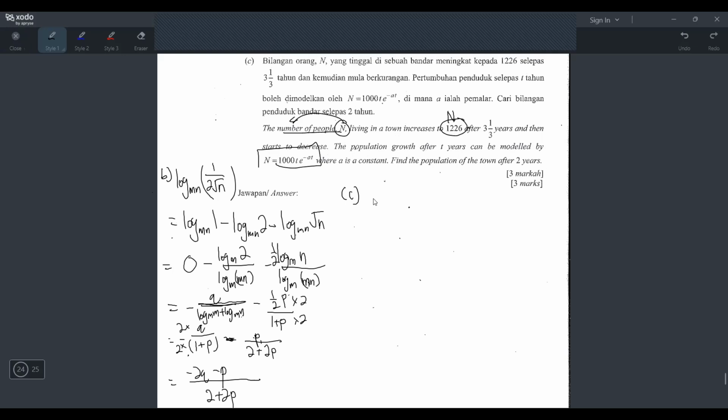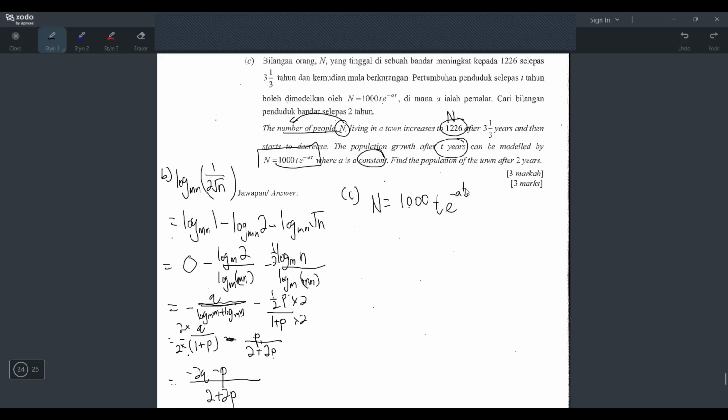All right, let's write down the formula first. N, which is the number of people, equals 1000. T, okay, T there is the number of years. So T represents the number of years. And then E, okay, E is actually a number. Okay, so this is not an unknown, right? And then power negative AT. A, they already said this is a constant, so A is actually a number. It's actually a fixed number, right? So we actually need the A later.